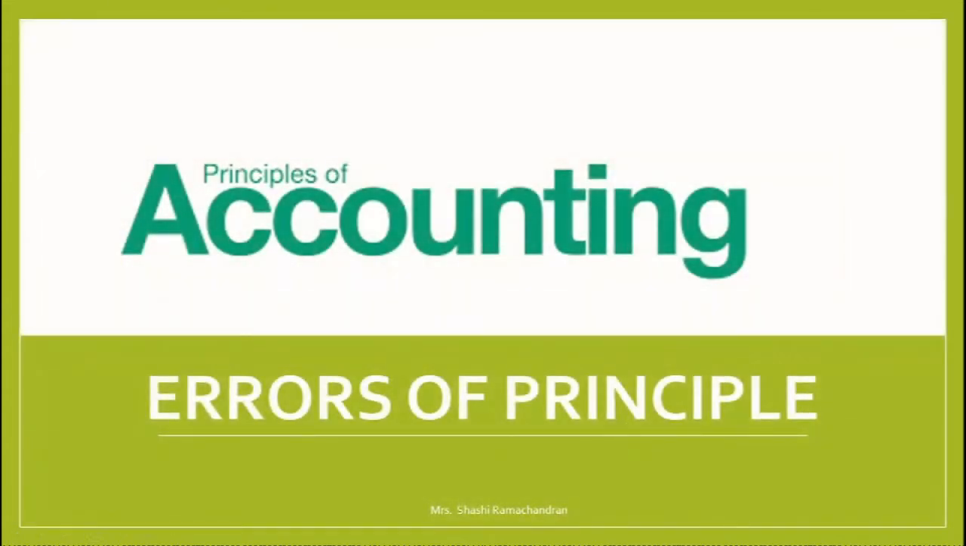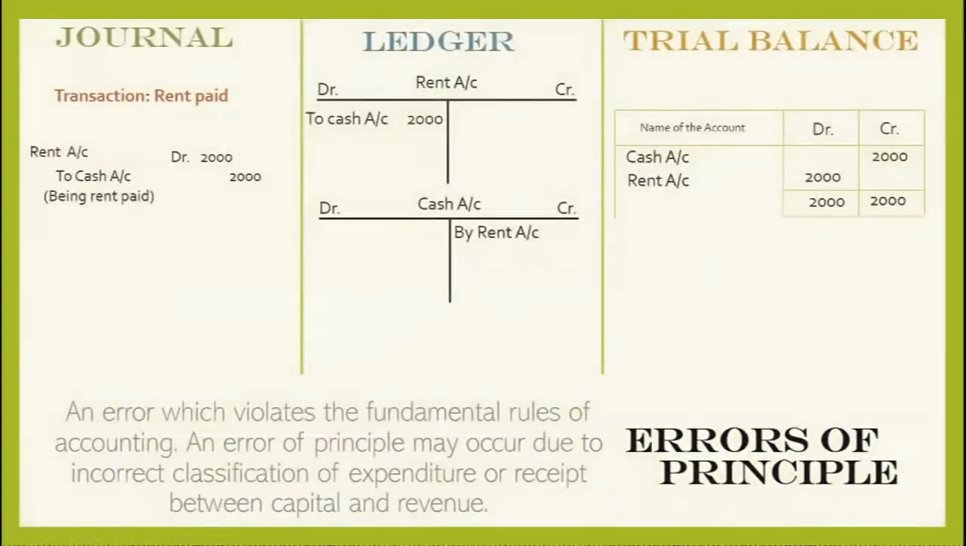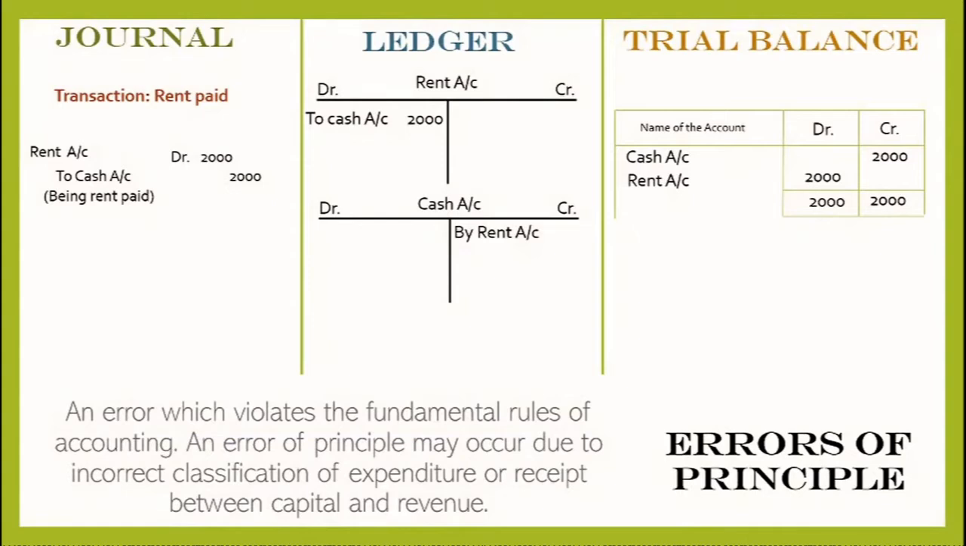Moving ahead with the next type of error, that is errors of principle. This is an error in the accounting principle, or we can say an error which actually violates the fundamental rules or principles of accounting. So this is one type. Here we can see one transaction, rent paid. So rent paid correctly.